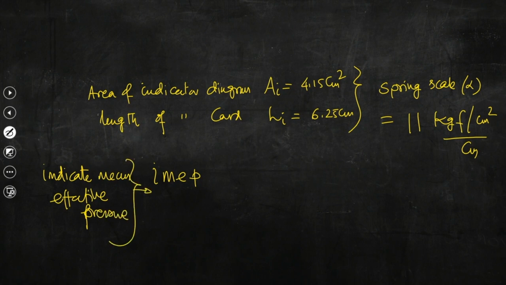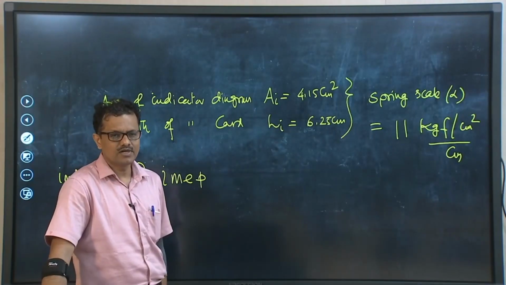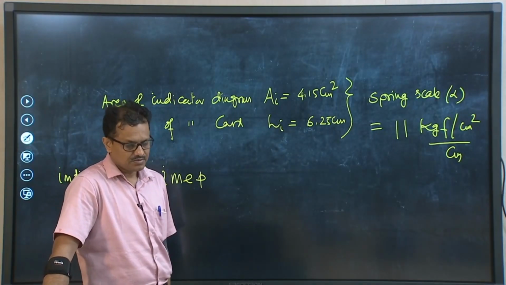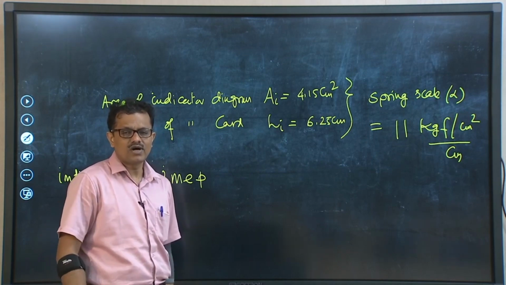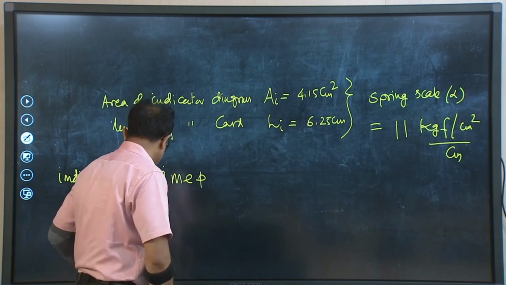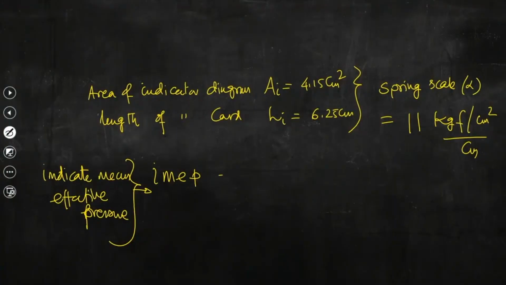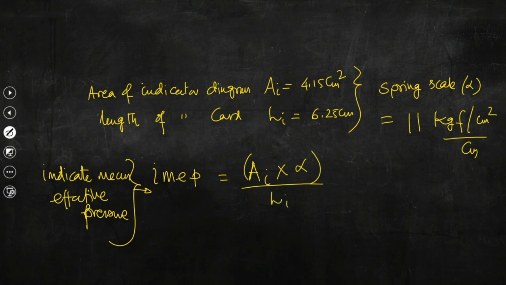I told you that the pressure inside the cylinder is continuously changing, but we could obtain the integral expression of that, the work done. So, this indicated mean effective pressure is the area of the indicated diagram into alpha, that is the spring scale, divided by Li. If we do this, we will be getting 7.304 kgf per centimeter square.